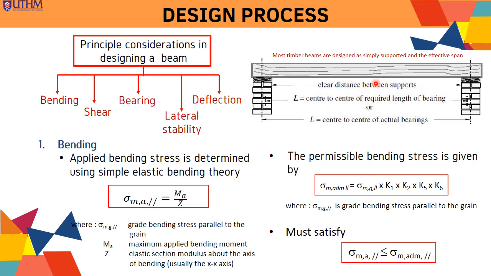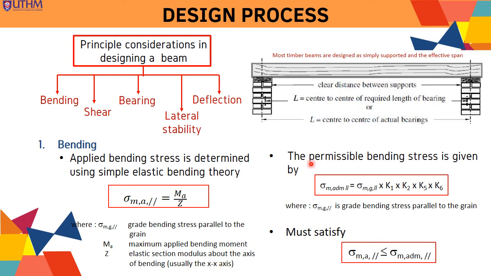Most of the timber beams are designed as simply supported beams. Let's look one by one at the principal considerations or checks. The first one is bending. We have to calculate the applied bending stress using this formula, where the grade bending stress parallel to the grain equals MA, which is the maximum applied bending moment, divided by Z, the elastic section modulus, usually about the x-axis.